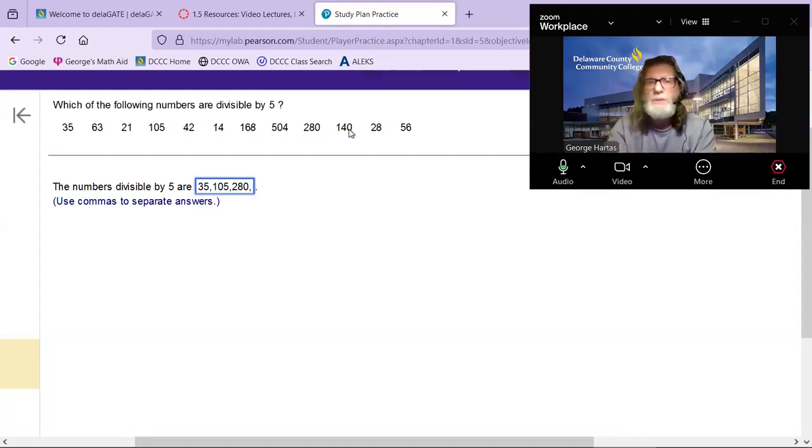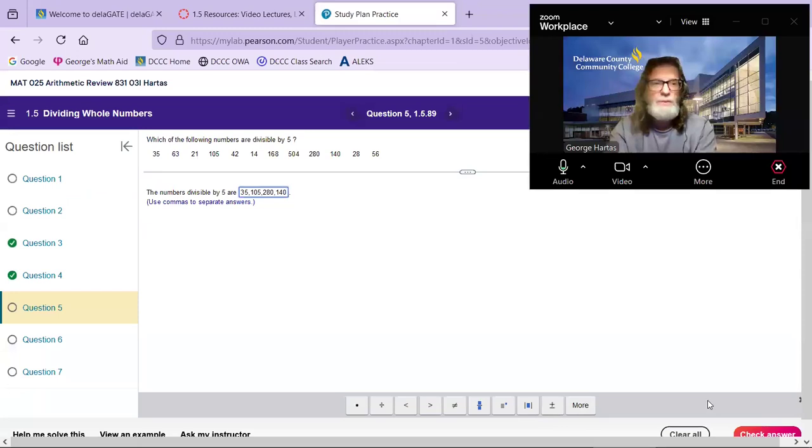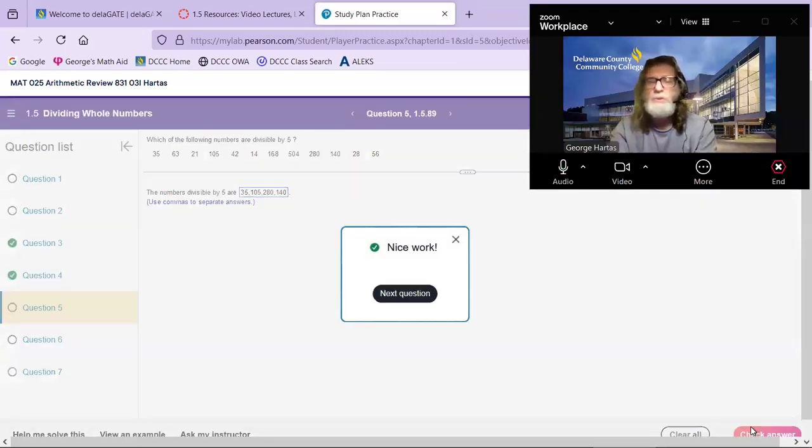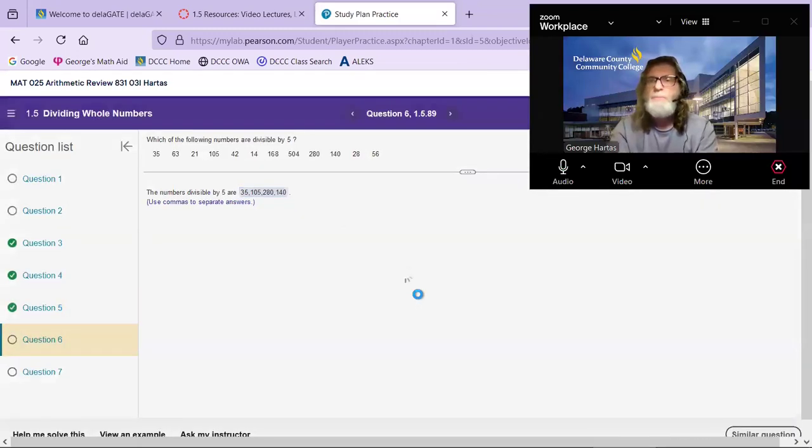140. Yes, it ends in 0. So 5 goes into it. So 140. 28, no. 56, no. So it looks like it's just these 4. Let's take a quick look again. 35, 105, 280, 140. Let's try it and see if this works.